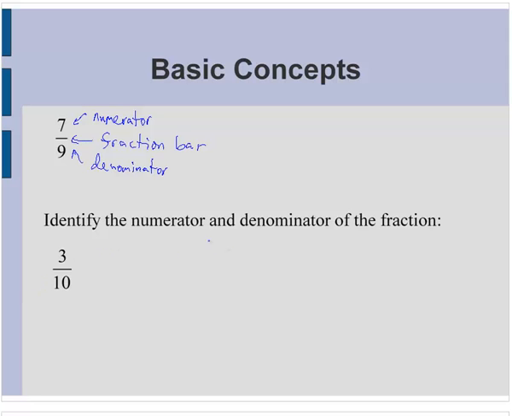So, identify the numerator and denominator of the fraction 3/10. Well, the numerator is 3, and the denominator is 10.